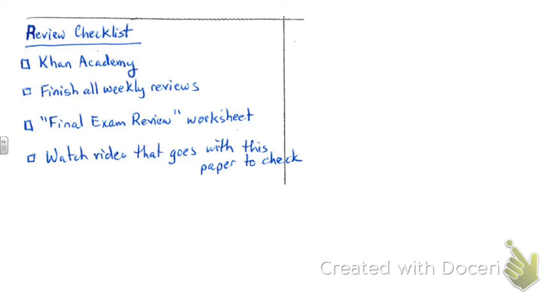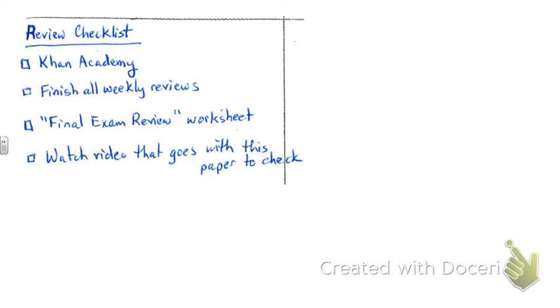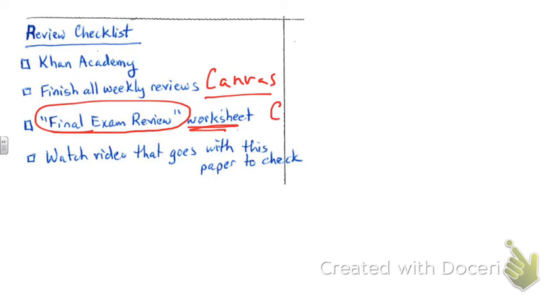Final things to think about. Finish all your weekly reviews. If you need them, they're on Canvas. You can print them or just work them out on paper and turn them in. The final exam review sheet, the worksheet we have in class, the answer key is on Canvas. Do that and check it. The best way to get ready for a math test is do math problems. We don't have a ton of them, and if you're watching this video, hopefully it goes with this paper.